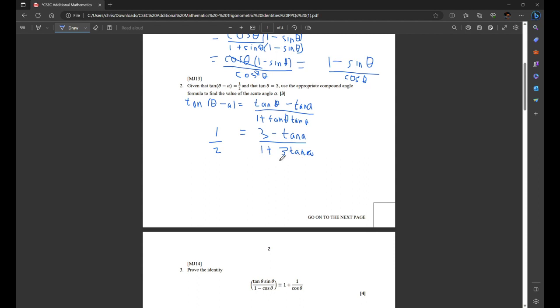So we're going to do a cross multiplication here. We're going to multiply the 1 by the 1 plus 3 tan A, and the 2 by the 3 minus tan A. And when you do that, you're going to end up with 1 plus 3 tan A, since that's multiplied by 1, and 6 minus 2 tan A. So we're going to write that now. So that's 1 plus 3 tan A is equal to 6 minus 2 tan A.